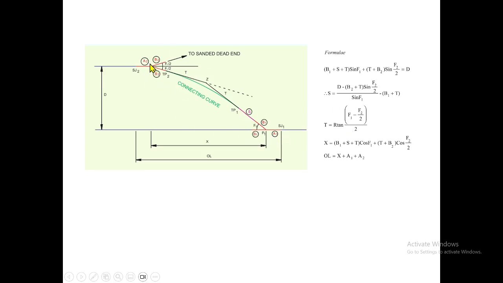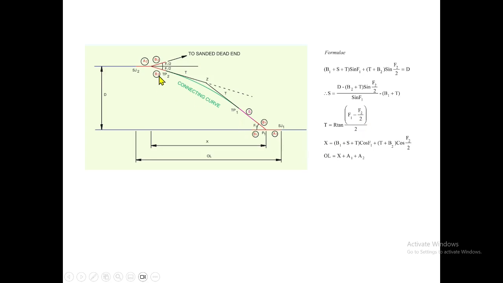Okay, here this is a line extension. Since the angles are not equal, definitely there will be a change of direction and it needs a connecting curve here. So you have to find out the T. For that you need to know the differential angle, and we make triangles and find the horizontal distance. So T equals R tan (f1 minus f2) by 2.